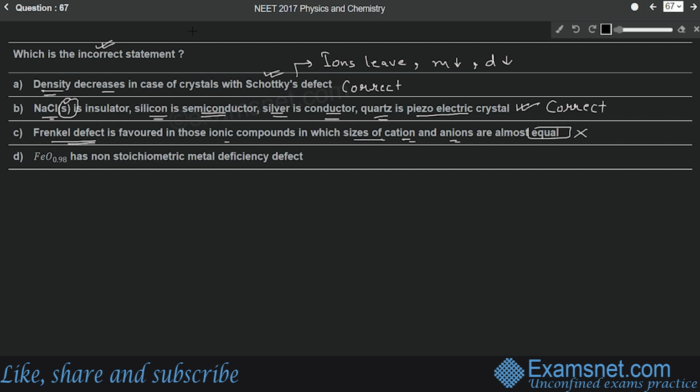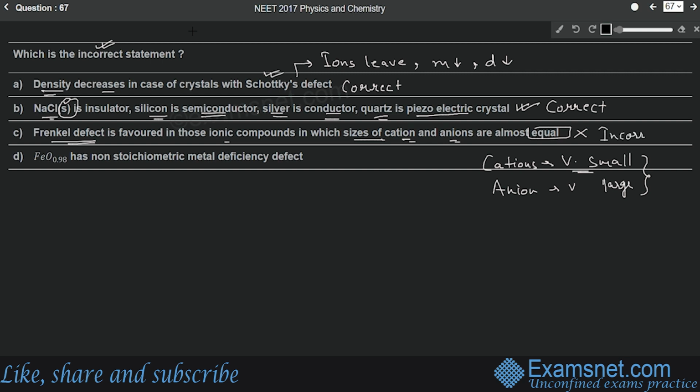So this is not true because we know that in case of Frenkel defect, there will be a size difference in cation and anion. Why? Cations should be very small, right? They should be very small, and anion should be very large as compared to the cations. Why? Because cations have to adjust in the voids. So in order to adjust in the small voids, they have to be very small. Therefore, there will be a size difference between them. They will not be equal. So this is the incorrect statement.